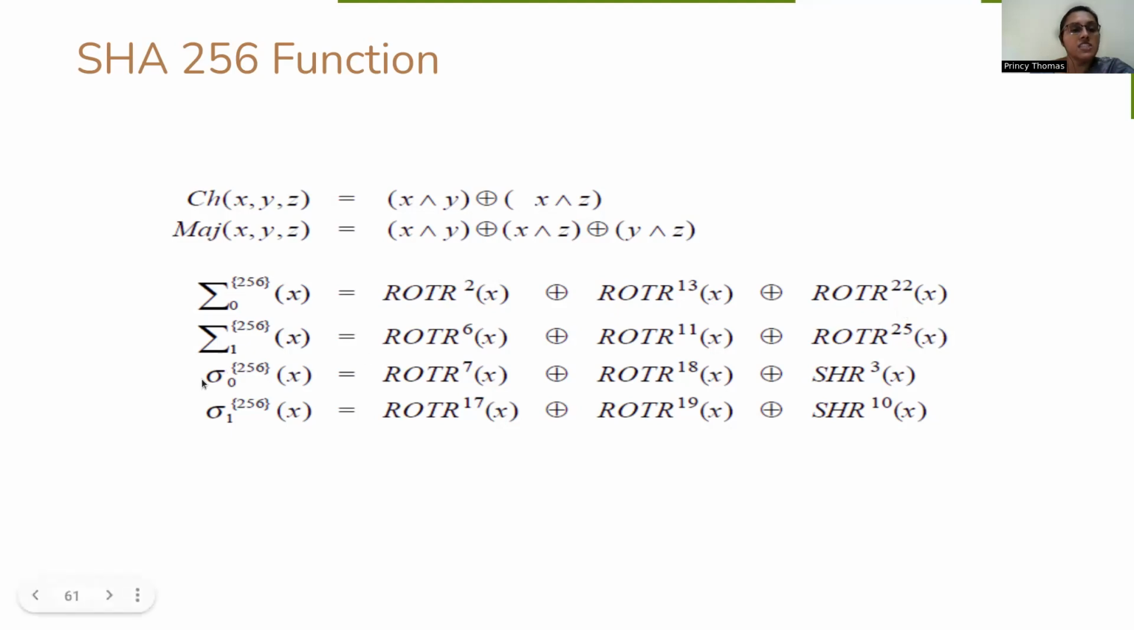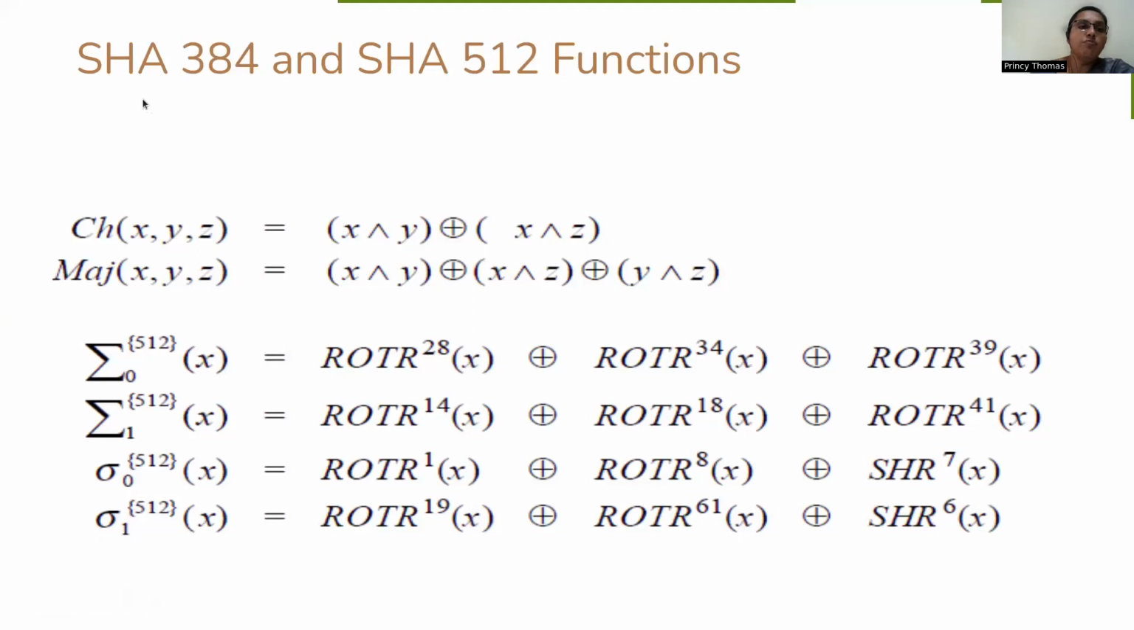Okay, in the case of σ0 of 256, we have rotate right 7, 18, and shift right 3. And in the case of σ1 of 256, we have rotate right 17, rotate right 19, and shift right 10. So these are the functions which are used in SHA-256. We are going to discuss all the bits and pieces, and then we will look at the actual algorithm to get the hash value.